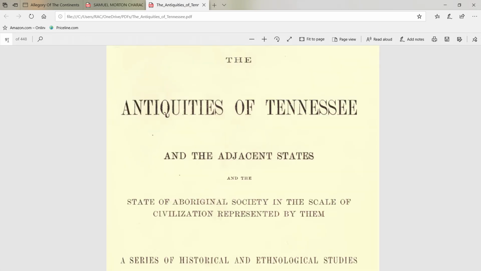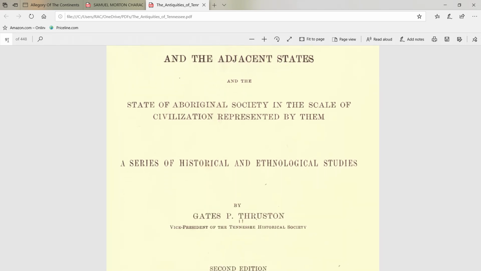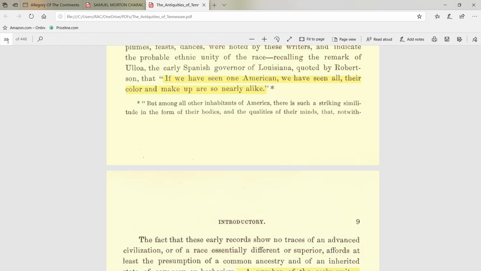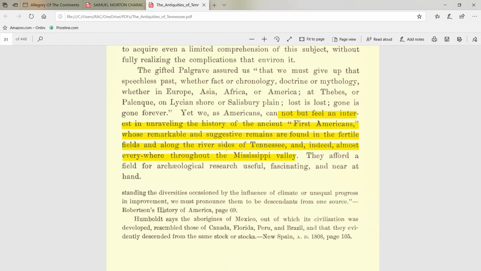Then over in this book called The Antiquities of Tennessee and the Adjacent States and the State of Aboriginal Society and the Scale of Civilization Represented by Them, a series of historical and ethnological studies by Gates P. Thurston, 1897, it says right here in the commentary that among all other inhabitants of America, there is such a striking similitude in the form of their bodies, the qualities of their minds, and that notwithstanding the diversities occasioned by the influence of climate or unequal progress and improvement, we must pronounce them to be descendants from one source.